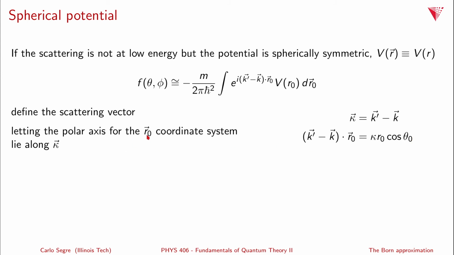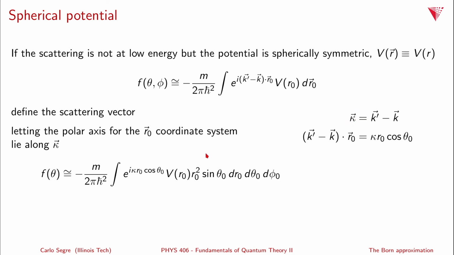So in the r0 coordinate system, we lay the z-axis along kappa, which is the scattering vector. And under those conditions, the scattering factor now, because it's spherically symmetric, is just a function of theta alone, not of phi, and it's equal to minus m over 2 pi h bar squared, integral of e to the i kappa r0 cosine of theta 0 V of r0 r0 squared sine theta 0 dr0 d theta 0 d phi 0.